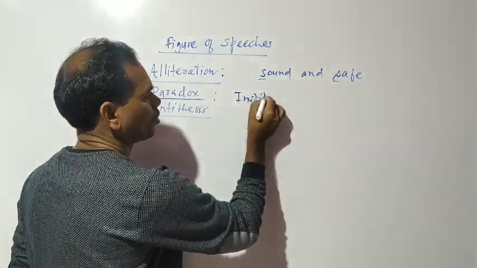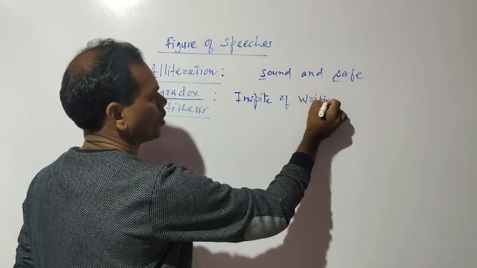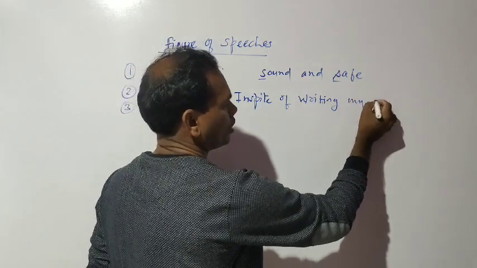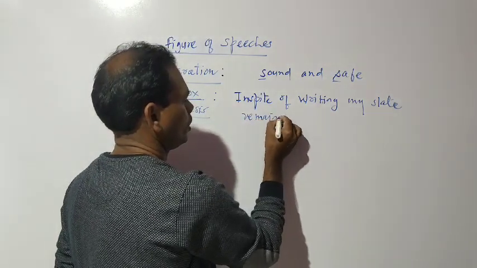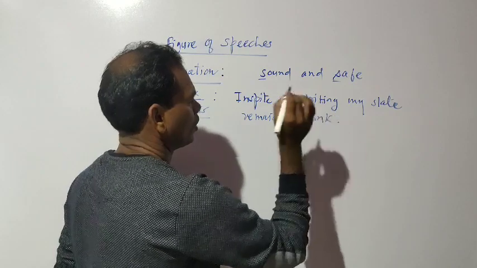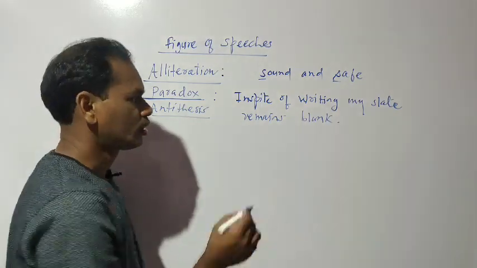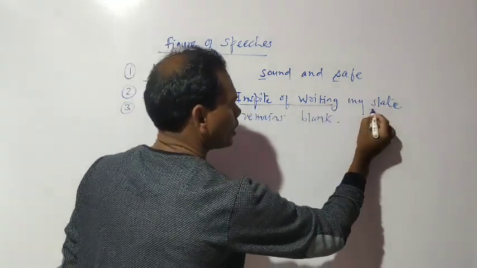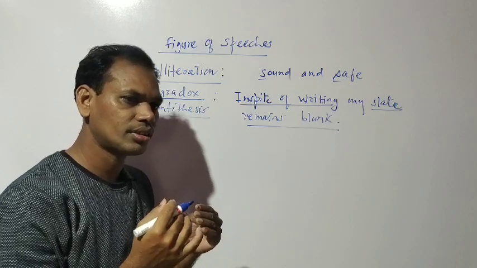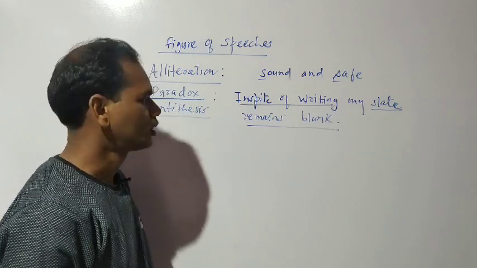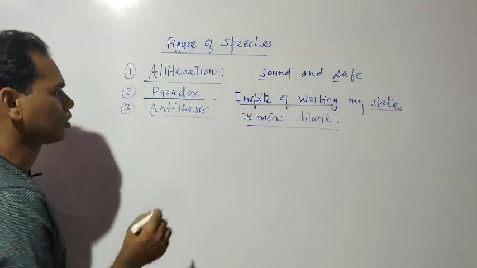In spite of writing, my slate remains blank. In spite of writing, my slate remains blank, right? It means after writing something on the slate, the slate remains blank. How is it possible? But there is a reality in it, right? So here in this particular figure of speech, there is a paradox.